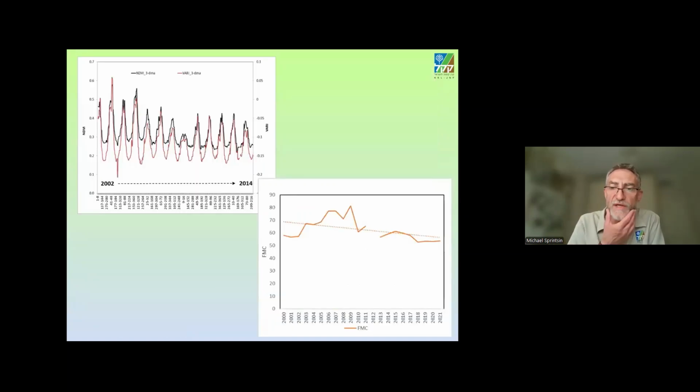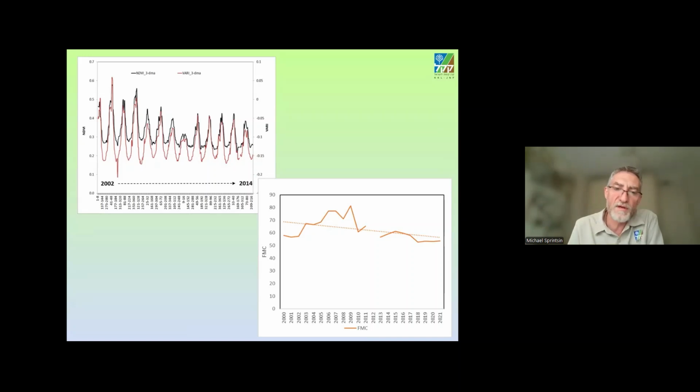Another way to monitor change is just extracting pixel value or some average value of a region of interest for a long period of time. Like we did here, upper left is the change in NDVI over the same pixel in Yatir forest. You see the decline of the values from 2002 till 2014. And the decline continues further on. I'm not presenting it here.